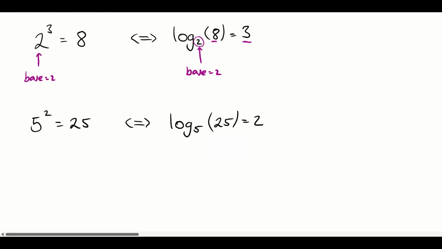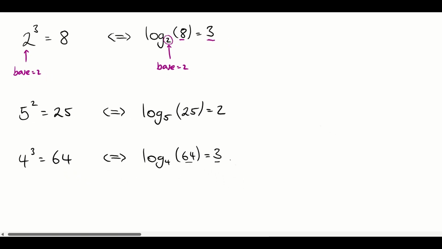We might do just one more. So 4 to the power of 3 is 64. So I could write that as a log. I would say log to the base 4 of 64 would be 3. I need to put the number 4 to the power of 3 to get 64.